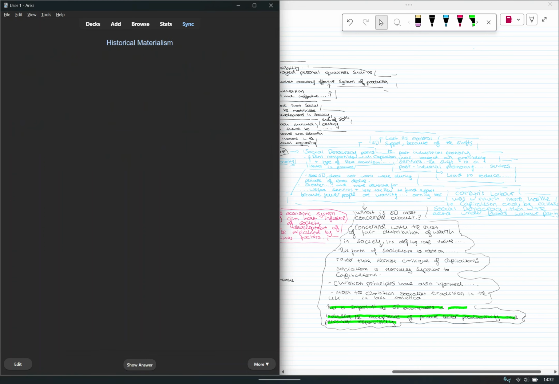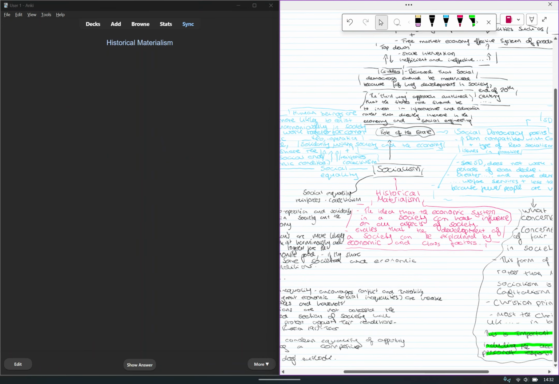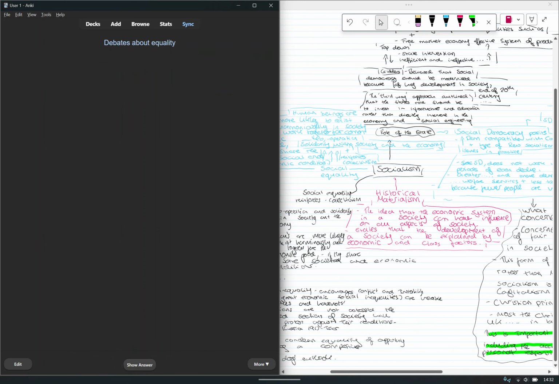Perfect. Historical materialism. Now we have this point over here, and this is the idea that the economic system in a society can have influence on all aspects of society. This is proven through the social welfare we were just talking about, where people are not working so much because the economic system provided their welfare benefits, so they don't feel the need to work. And historical materialism states that the development of a society can be explained by economic and class factors. Easy.